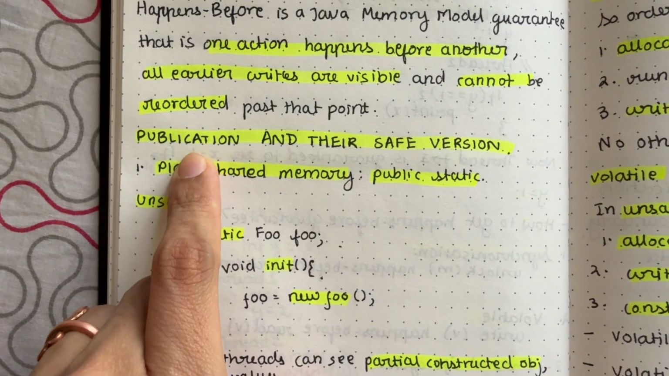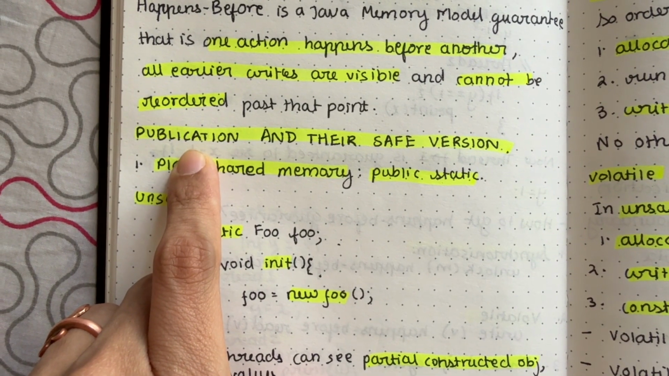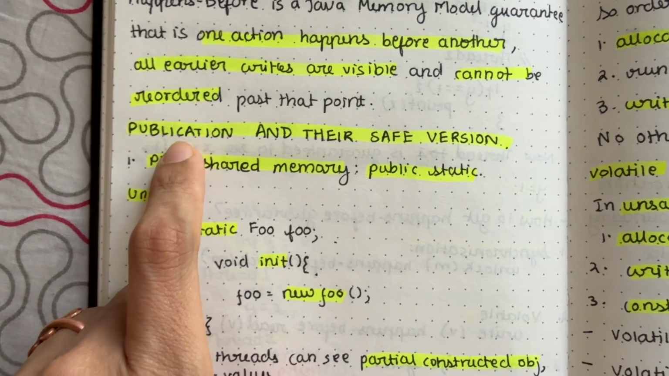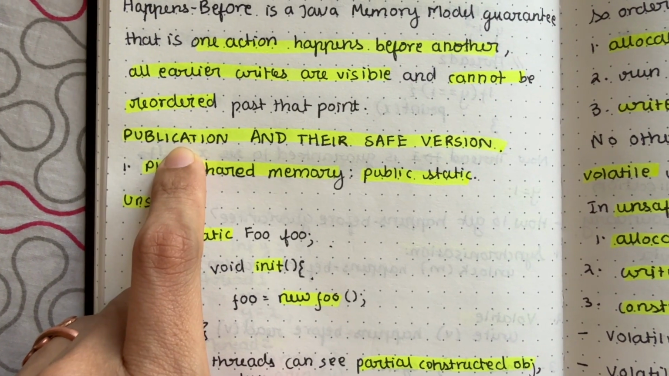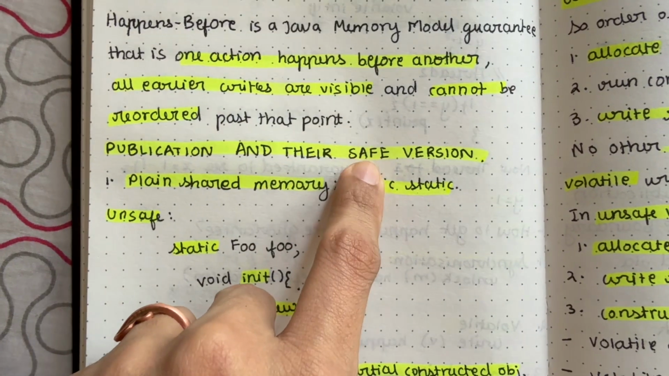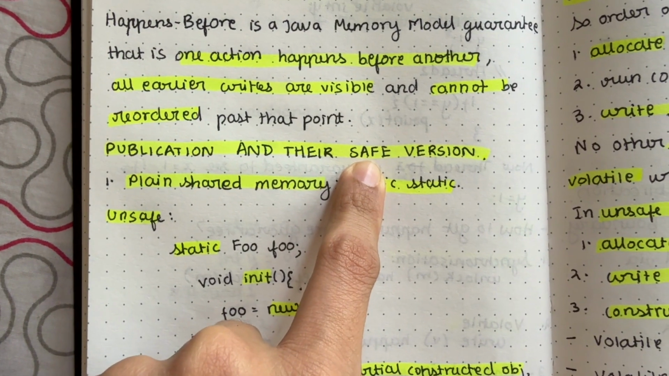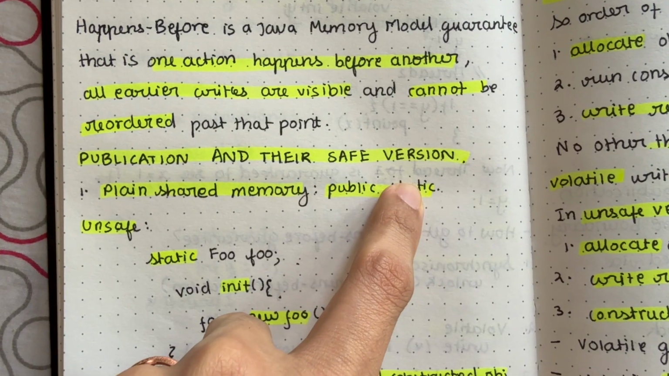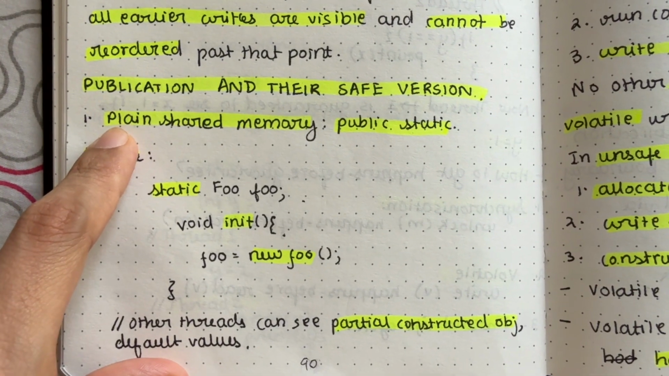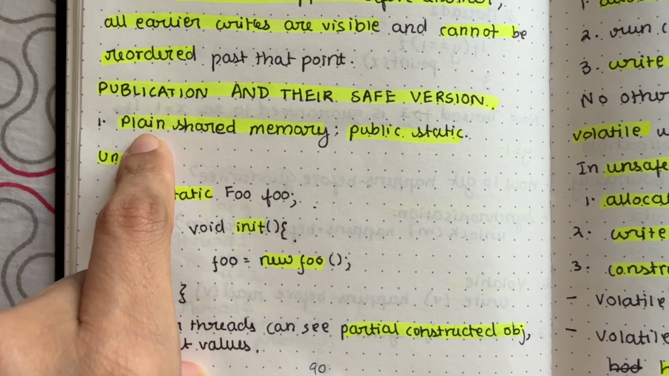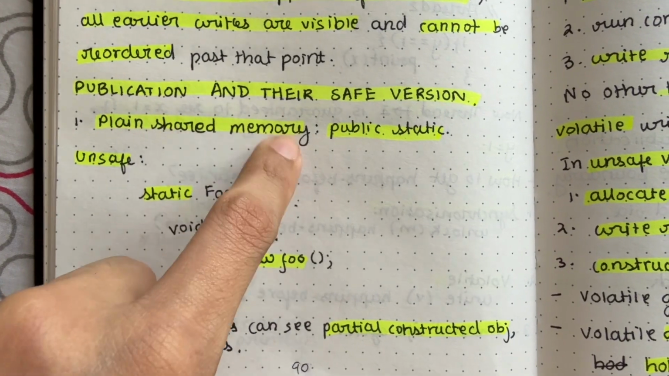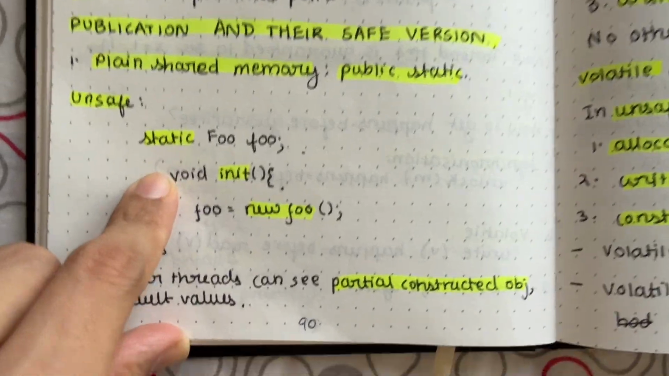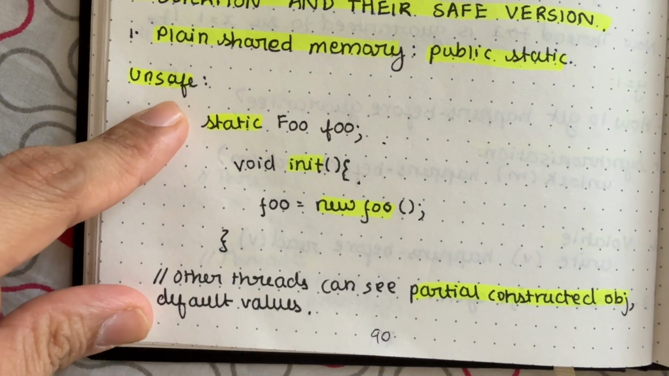Now that we have covered publication and safe publication, let's look at the examples. To summarize it again, publication means exposure and safe publication means having a happens before guarantee between creation and exposure. Now let's look at the first example. Publication via plain shared memory, that is by using public static. Let's look at the unsafe version first.